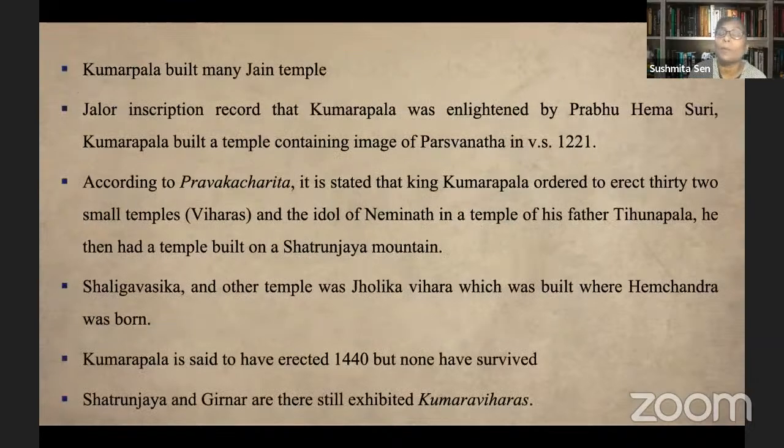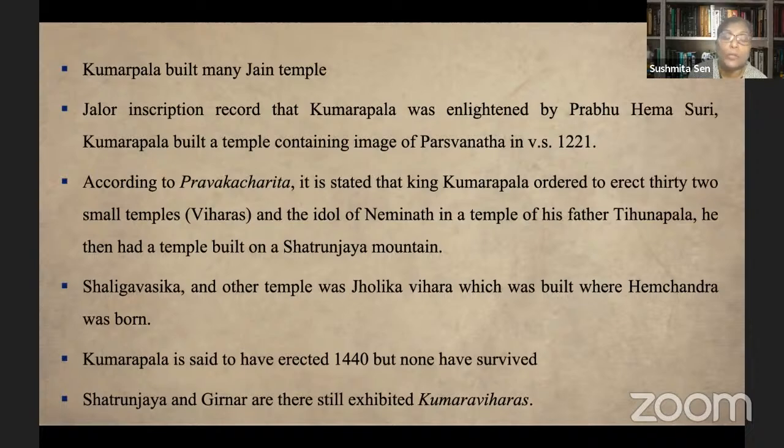Then Kumarapala built many temples, and the Jalore inscription records that he was enlightened by Hemchandra, and he built a temple containing the image of Parshvanatha in 1221. There are many temples built where Hemchandra was born, like Shaliga, Vasika, and other temples, and Jholika Vihara. Kumarapala is said to have erected, though we don't know, as the Jain texts say, around 1,440 temples, none of which are surviving till today.